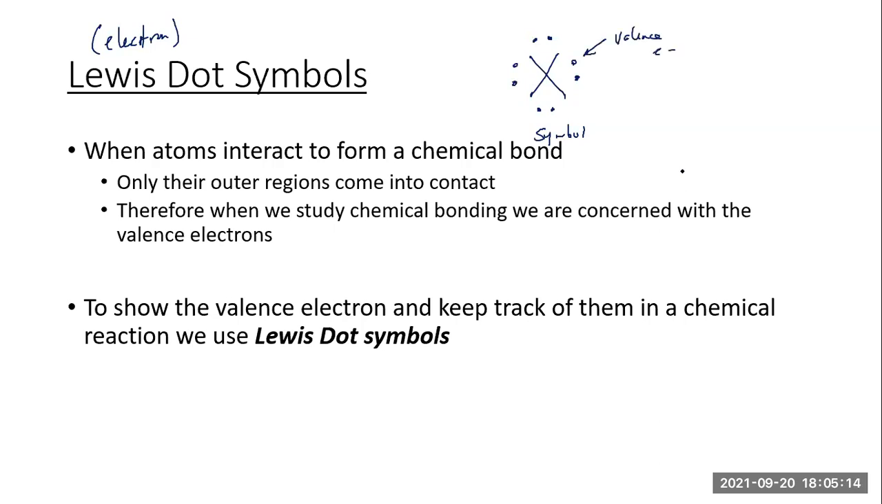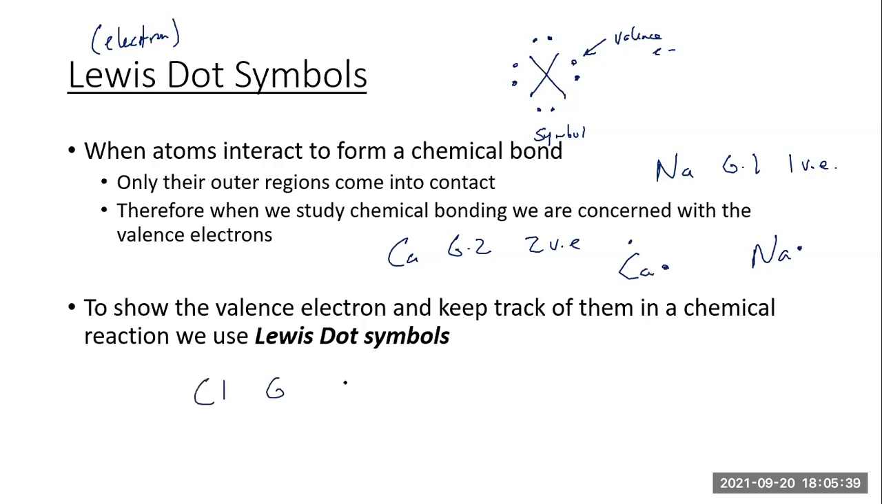So for example, if we did sodium, which we just talked about is group 1, means it has 1 valence electron, we would write basically the Lewis dot symbol for sodium like that. If we did calcium, which is group 2, has 2 valence electrons, calcium would be something like that. And so forth, all the way through to say chlorine, which is group 7. It would have 7 valence electrons. We would draw chlorine and lay up 7 dots.